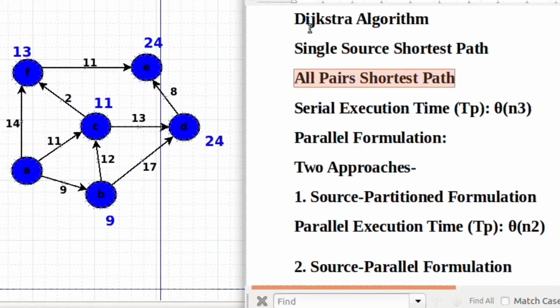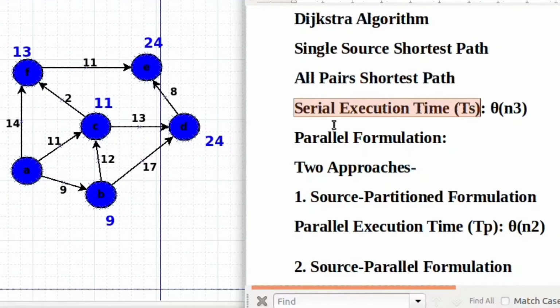But basically Dijkstra algorithm is not for all pair shortest path. It is for single source shortest path. From one source we find out the shortest path to all the other vertices. But as we are applying Dijkstra algorithm on all the vertices, it can be used for all pair shortest path. Now, what is the time required if it is done by a single process?